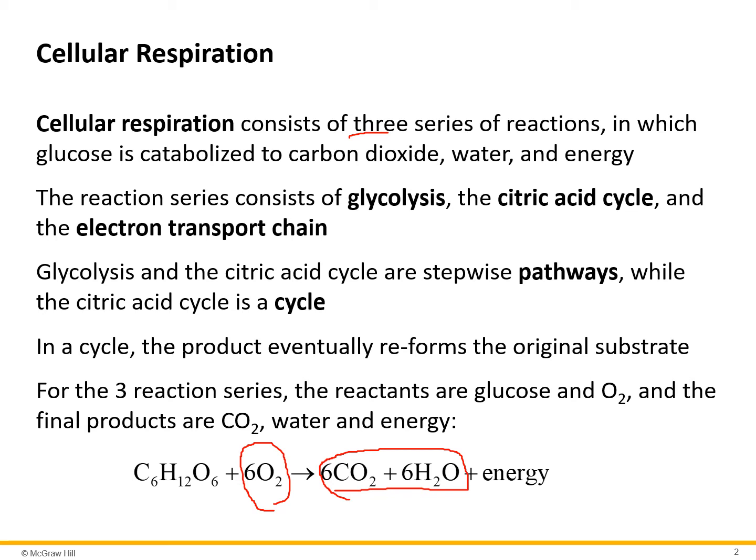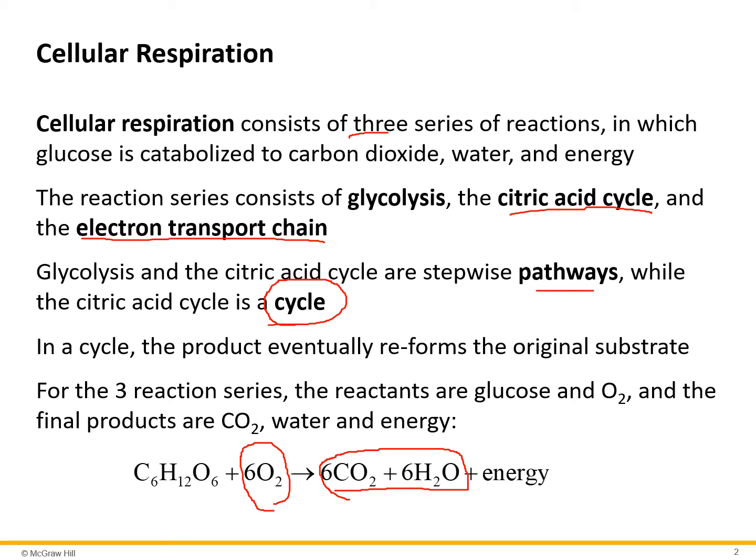As long as oxygen is present, the breakdown of glycolysis then enters into the mitochondria, and we're on to step 2, the citric acid cycle, and 3, the electron transport chain. Since these two, the citric acid cycle and the electron transport chain, happen in the mitochondria and they need oxygen to get there, they are referred to as aerobic respiration. Now, glycolysis and the citric acid cycle are stepwise pathways, but the citric acid cycle is really a cycle, and we'll see that in just a second.